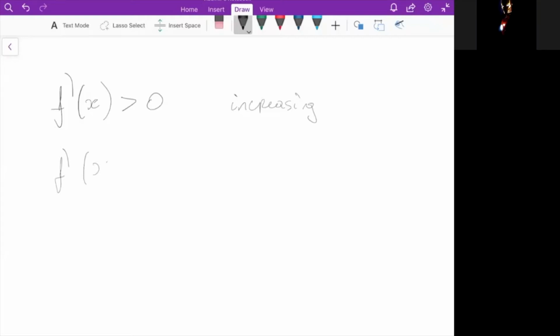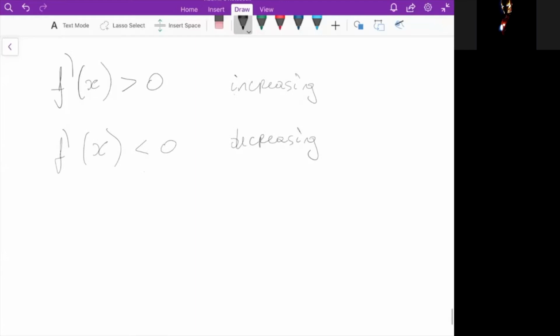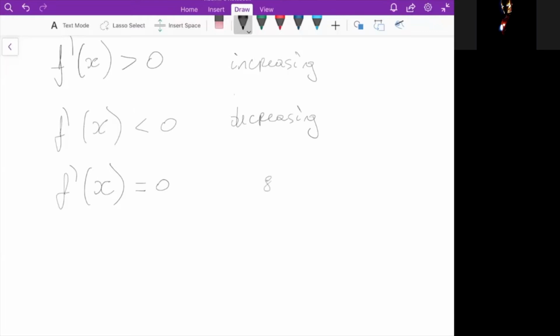If the derivative of a function is less than 0, that means it is decreasing. The actual function is going down. And then the special case: if the derivative of the function is equal to 0, that means at that specific point it's not increasing, it's not decreasing. The gradient is 0, and we call that a stationary point. It's not going up, it's not going down.